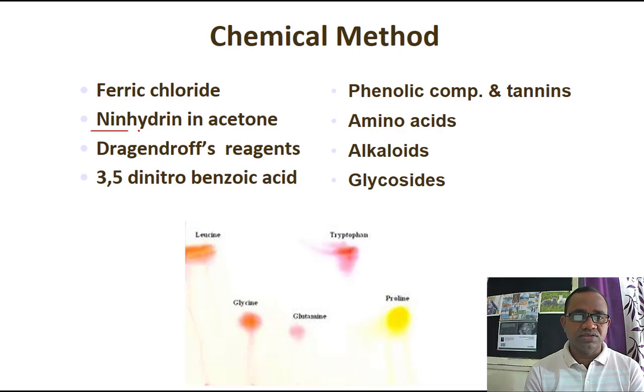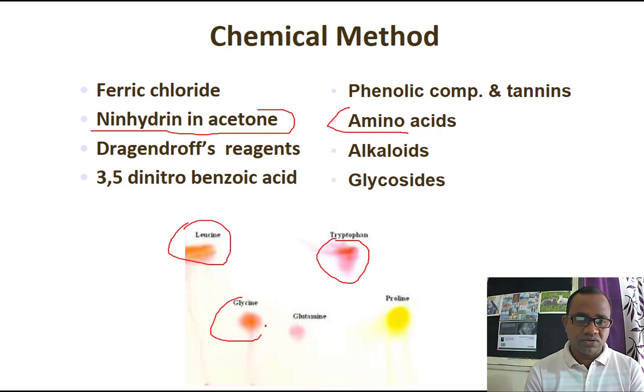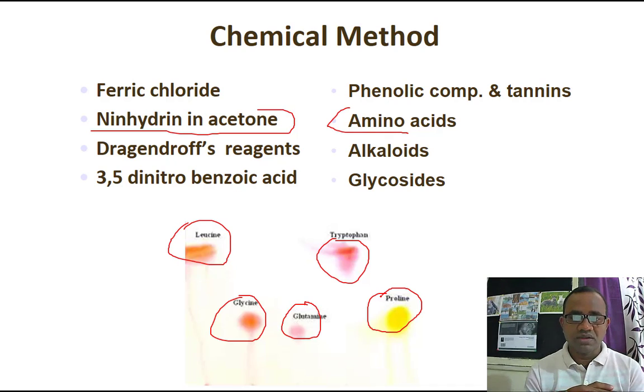Mostly, in the case of amino acids, we use ninhydrin. Okay, that makes a particular colored spot like this, in the case of amino acids. So ninhydrin reacts with the amino acids and produces a stable colored complex, which is called the ninhydrin complex, right? In the case of ferric chloride, we use it for phenolic compounds, Dragendorff reagent for alkaloids, and 3,5-dinitrobenzene for glycosides, right?